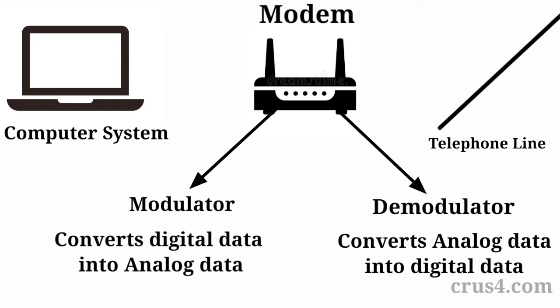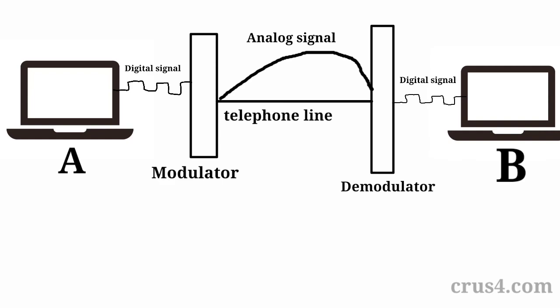To better understand the working of a modem, let's take a look at this diagram. Suppose we have two computers, computer A and computer B, and computer A wants to send a message to computer B. When the data is sent from A to B, it is in digital form. Since the telephone line can only transmit analog data, here we use the modulator, which converts the digital signal into an analog signal. Now the data passes through the telephone line as analog. Now, as we know that data stored on a computer is digital, here we use the demodulator, which converts this analog signal into a digital signal and sends it to computer B. This is the working of a modem.